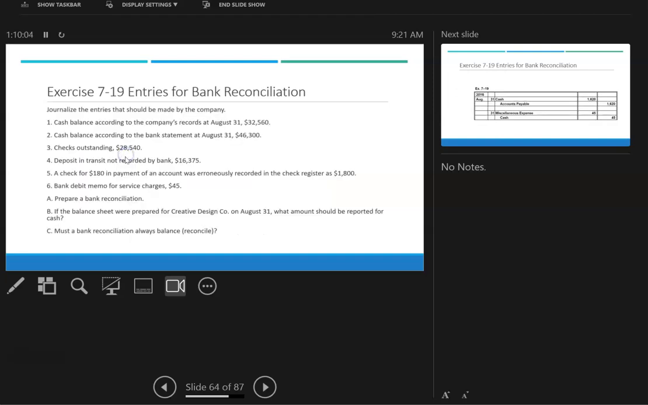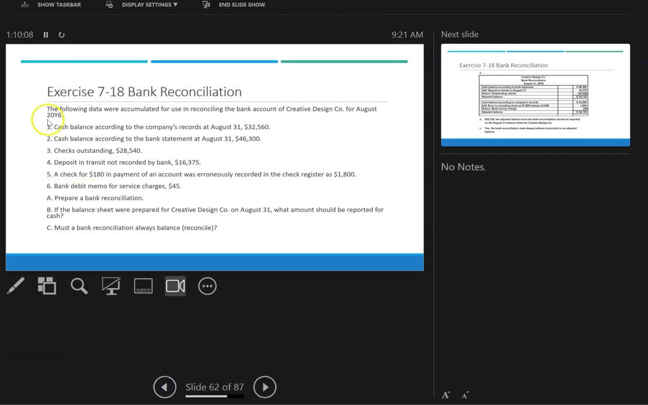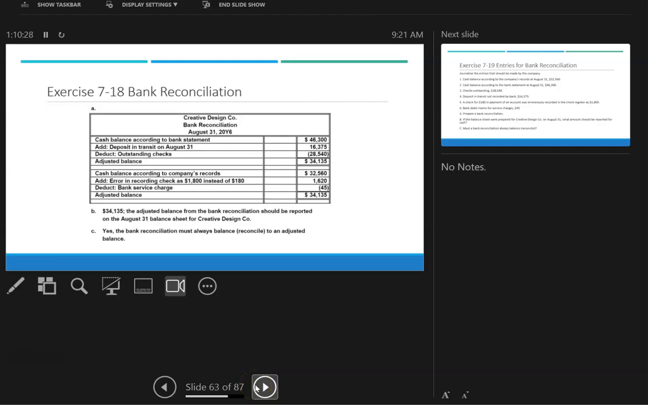Then we are going to take into account checks outstanding of 28,540. Think about it. The company has written those checks. They've been sent out, but they haven't gone through the bank statement yet. Wouldn't those checks outstanding of 28,540 be subtracted from the bank balance? Wouldn't the deposits outstanding be added to the bank balance? Does that make sense? To come up with the adjusted balance? The company has made deposits or written checks, but the bank hasn't received them yet. So we're going to make those adjustments on the bank side so they match the company's side.